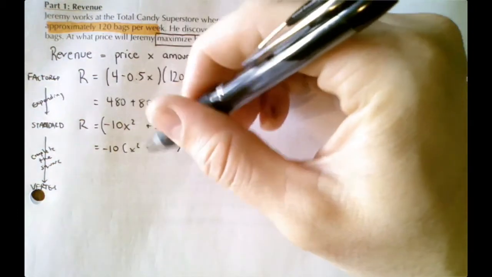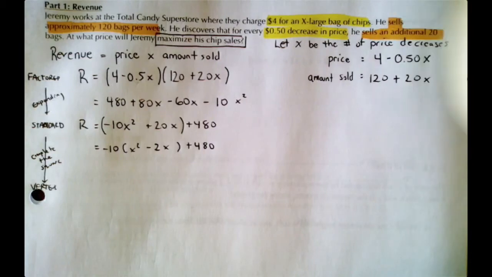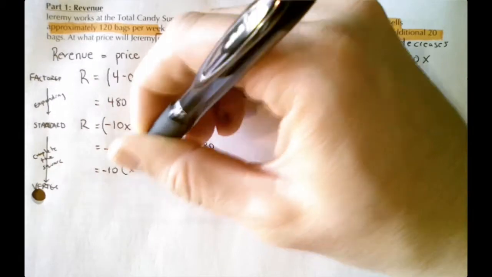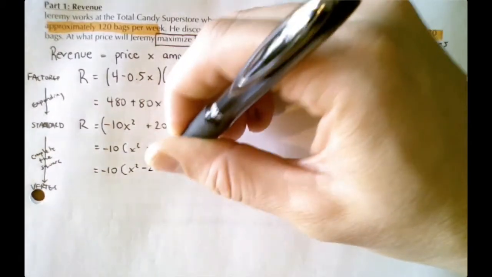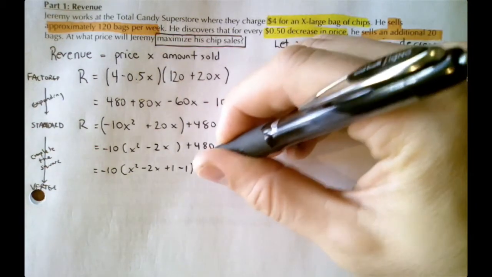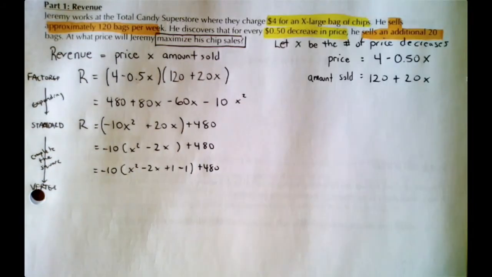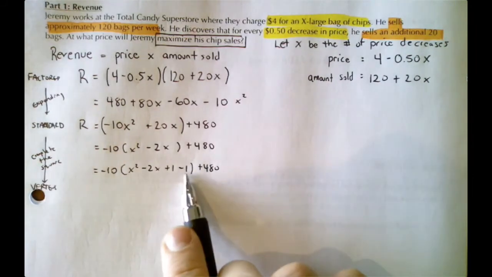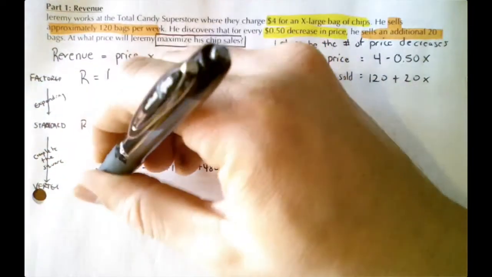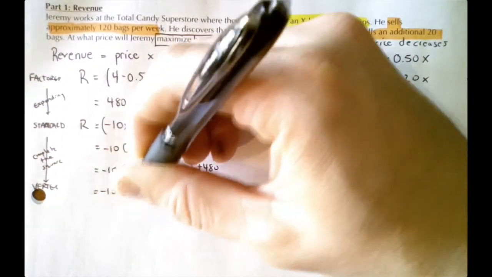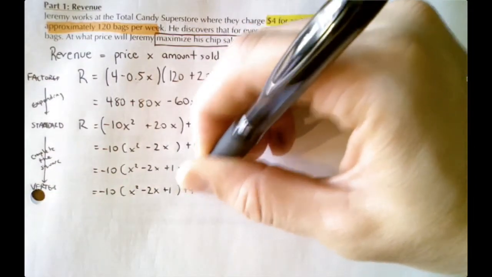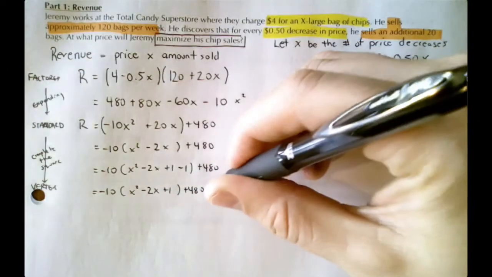Now we take this negative 2, we divide it in half, and we get negative 1, and we square it, and that gives us 1. So the number we're going to add and subtract is 1, plus 1 minus 1. And outside we have 480. Now it's this negative 1 we don't want, so we bring the negative 1 out of the bracket. To do that, we have to multiply by the negative 10. Negative 1 times negative 10 is positive 10.